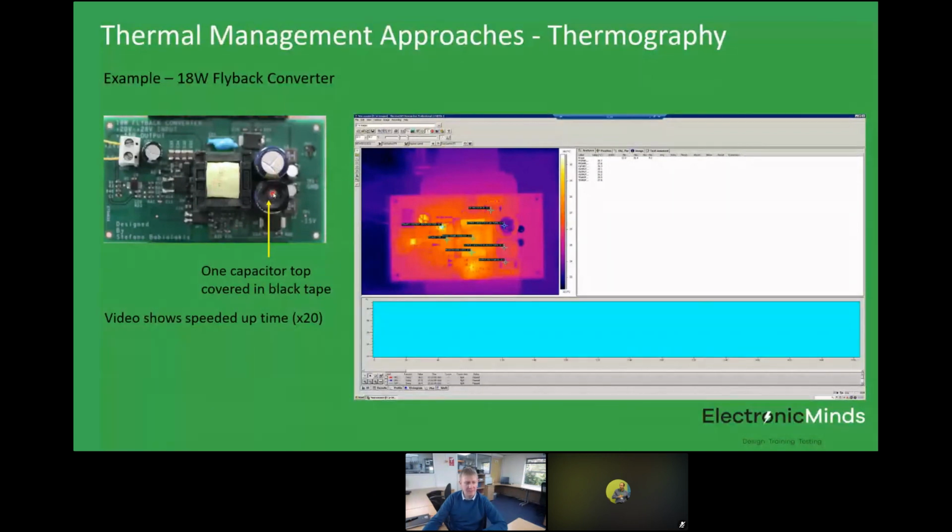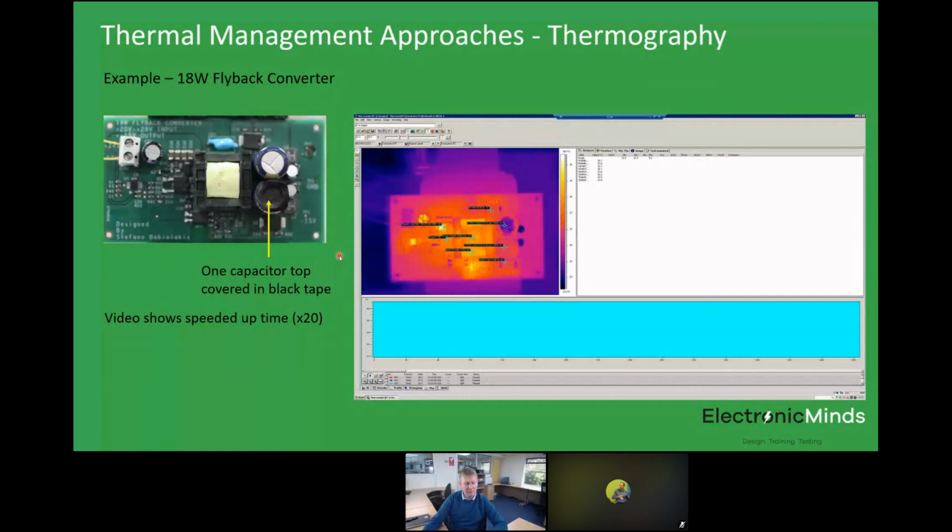So these are the two output caps. This is actually a plus and minus 15-volt output, and these are the two main bulk caps on the output of that flyback converter. The top of one of those I've covered with a black piece of matte insulation tape, and the other top I've left quite shiny.